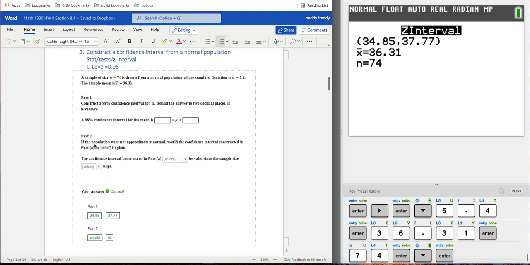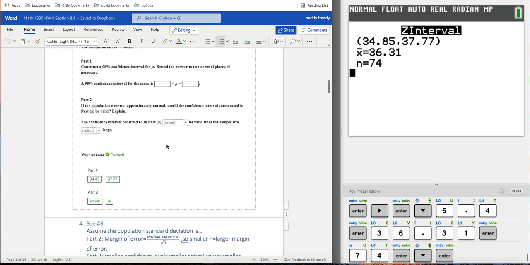This one, the follow-on question is, if it weren't normal, would the confidence interval be valid? And in this case, you would say yes. And again, it's because the sample size is more than 30. So it's okay to use an assumption of normality as long as the sample size is more than 30.